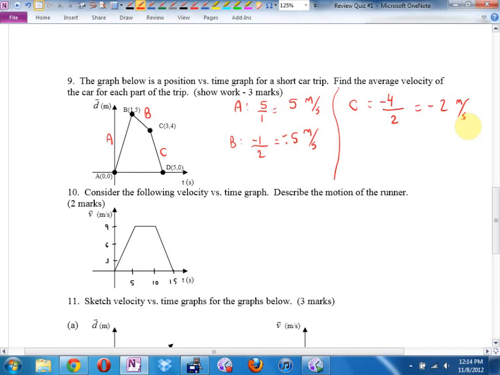And for what it's worth, where did I end up? Looks like back where I started from. My displacement is 0.